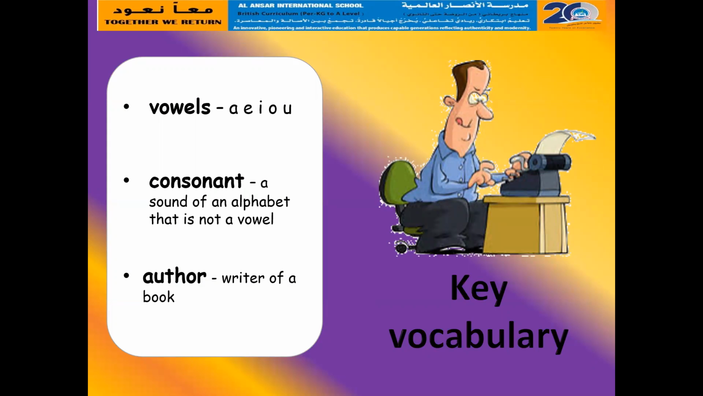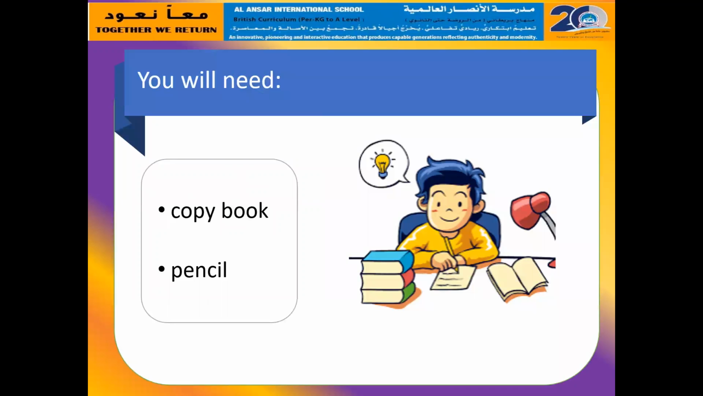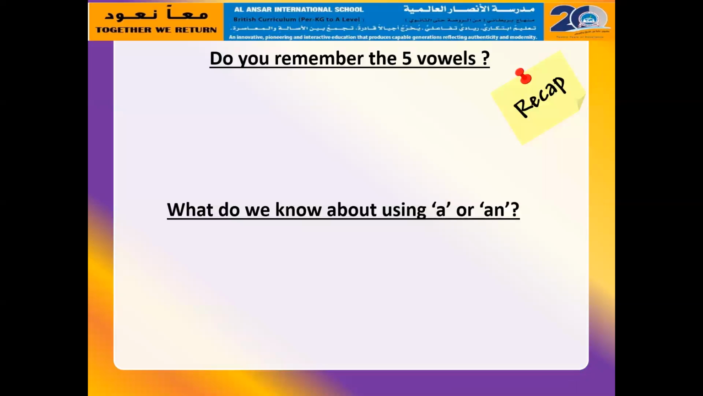Right, we have 3 words in our vocabulary for today. The first word is vowels. Our vowels are A, E, I, O, U. The second word in our vocabulary is consonant, a sound of an alphabet that is not a vowel. And the last word we have is author. An author is a writer of a book or a story. Okay, for this lesson you will need your copybook and pencil.